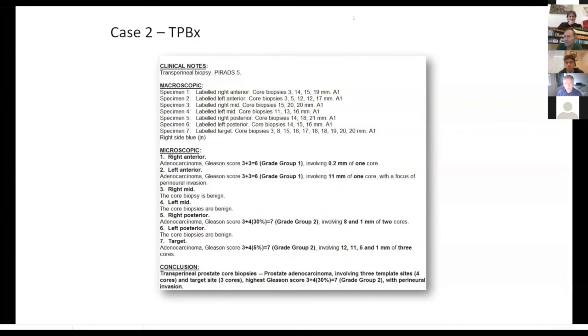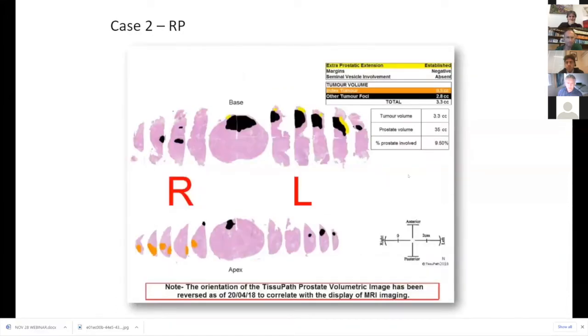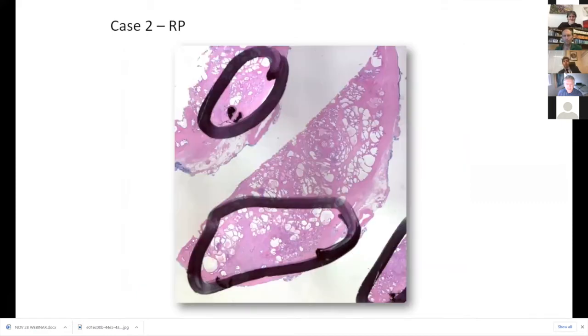So, based on that, we went ahead and again did a robotic radical prostatectomy. And here's the larger lesion that was evident. There's anterior right and left transition zone extending down from the apex up into the base with extraprostatic extension, as Richard had anticipated. And this smaller lesion down towards the right apex, which is designated the index lesion.